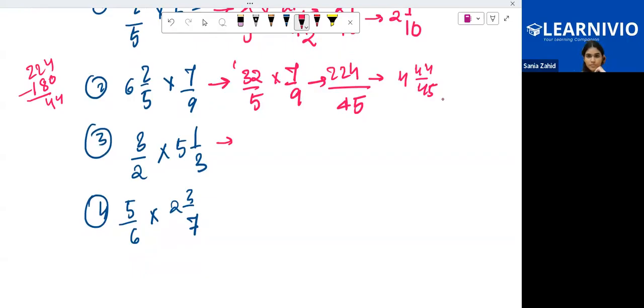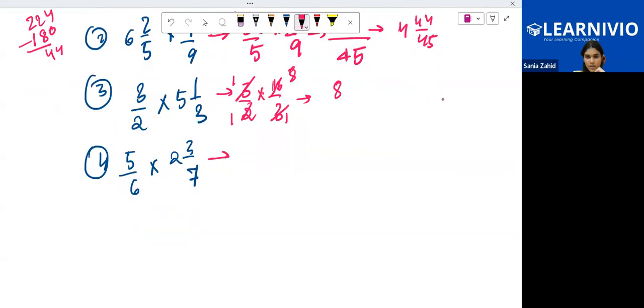The improper fraction 32. No, sorry. 3 by 2 into 16 by 3. Okay. Can it be reduced? Then we can reduce it to 3, then 2 and 16. So you'll have just 8 by 1, 8. Okay. Next, Anas, you tell.